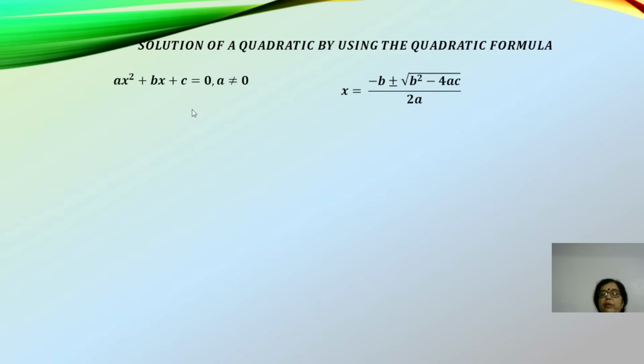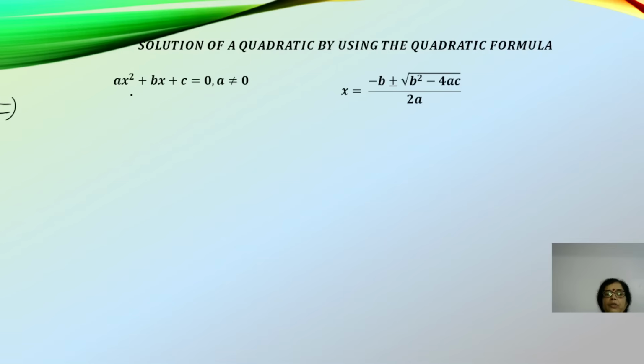Now, this is the general representation of the quadratic equation, and the solution with the help of this quadratic formula is defined as x equals minus b plus minus under root b squared minus 4ac, by 2a. So let's check how we get this formula first of all.